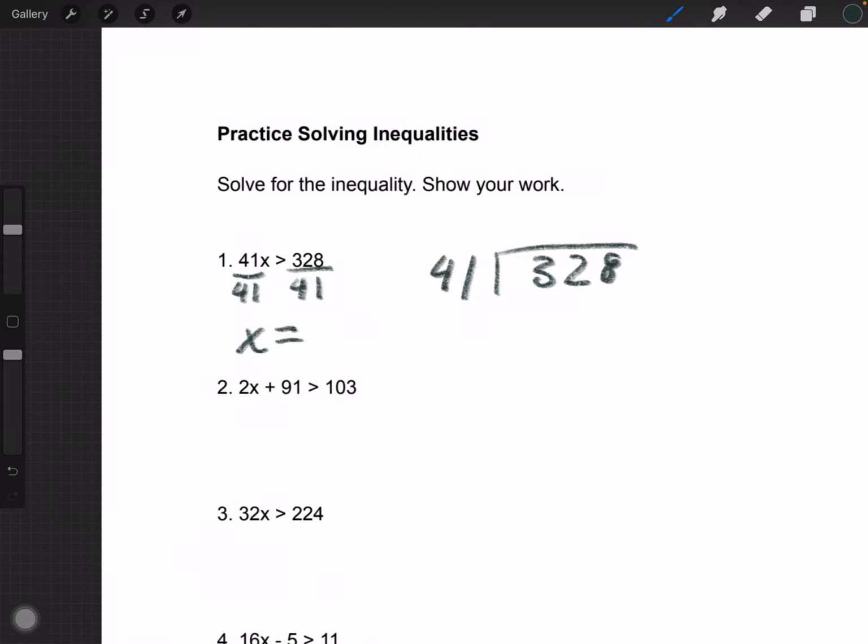So, how many times is 4 going into 32? Hold on, let me do this really quick so I can move on. This one you would get 8. 4 times 8 gives us 32, and if you multiply that out, you get 328. So x is greater than 8.